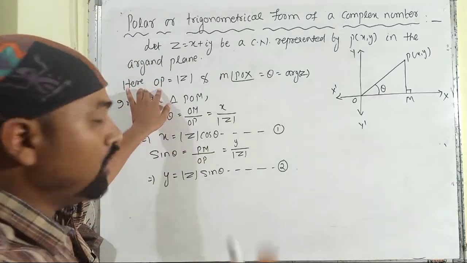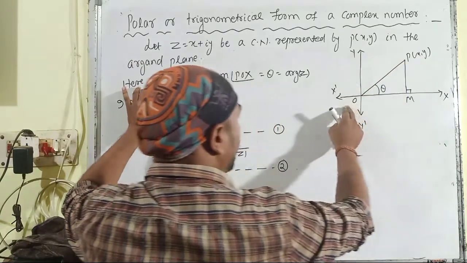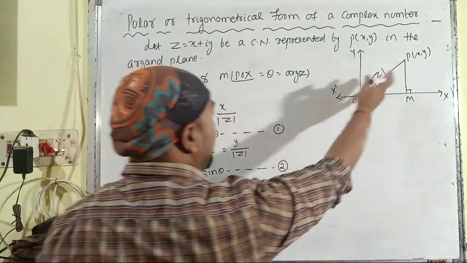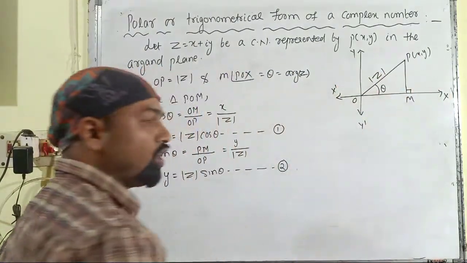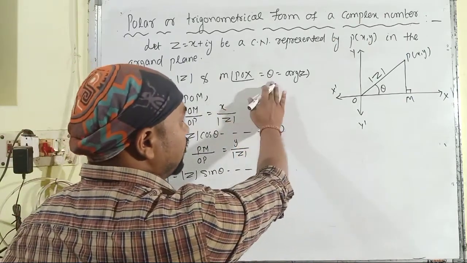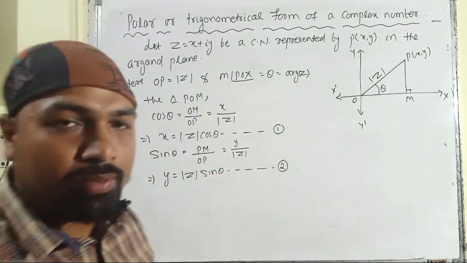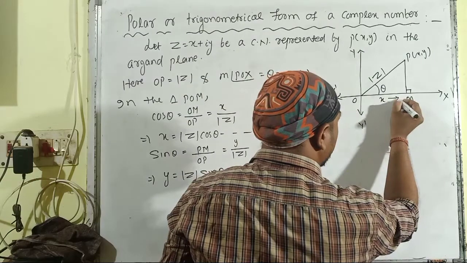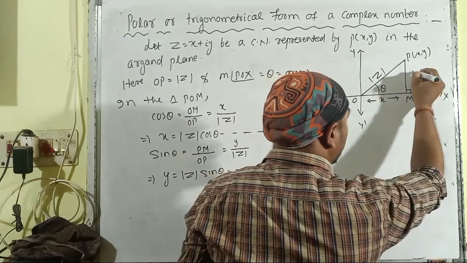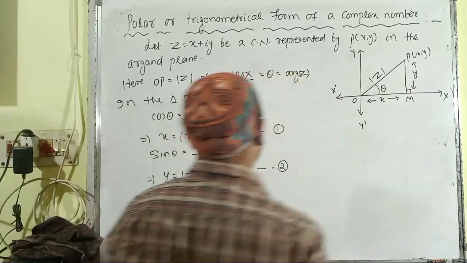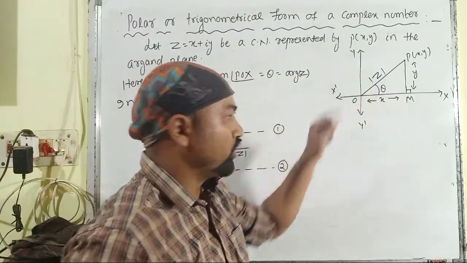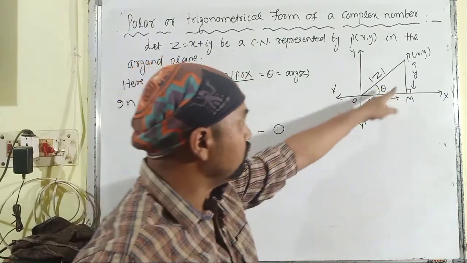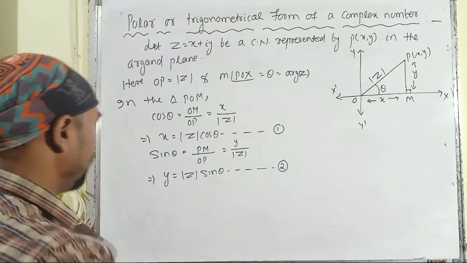Here OP, the distance of the point P from O, is called the modulus of z. Then the angle POX, the measure of the angle POX, is taken as theta, which is also called the argument of z, because we have already discussed the argument of the complex number. Then the distance OM is taken as x, and the distance PM is taken as y. So by considering these substitutions, in place of OP we use the modulus of z, in place of OM we use x, and in place of PM we use y.